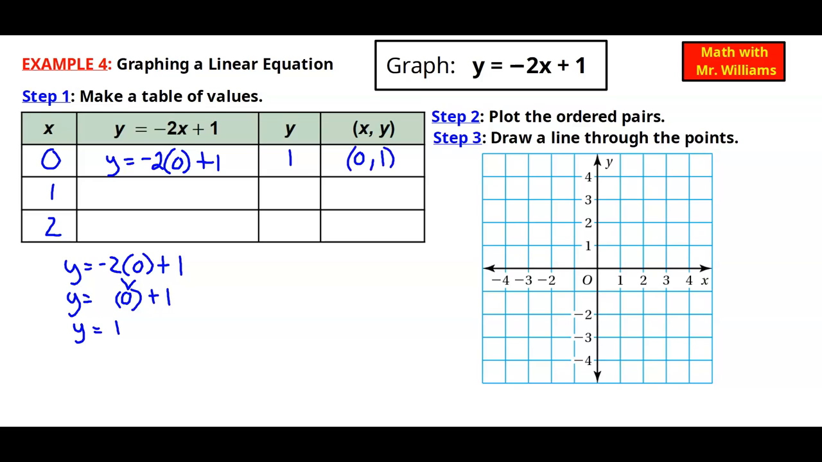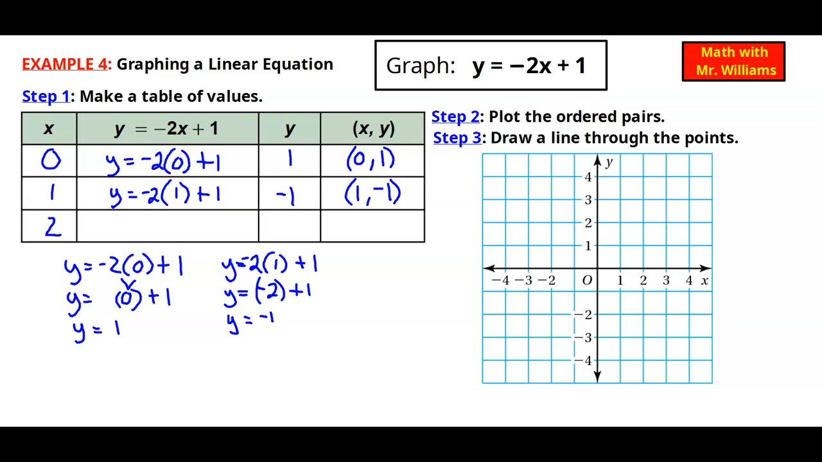All right, let's go to the second one. Now we're going to insert 1 into the problem. Notice we put the 1 inside the parentheses to show that substitution. Now let's solve our problem. We have y equals negative 2 times 1, which gives us negative 2, and negative 2 plus 1. The negatives win by 1. So let's put our number into the table and write our ordered pair. This time it's (1, negative 1).